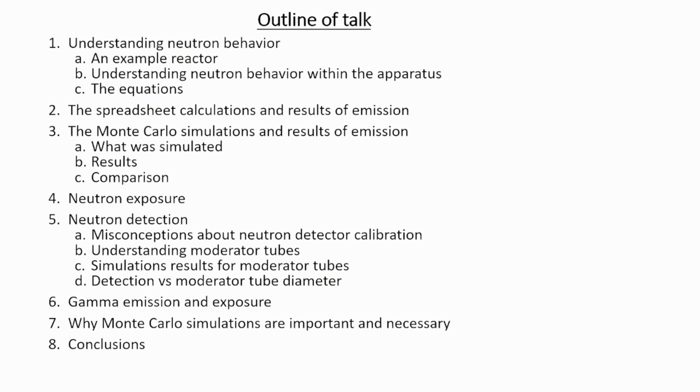Let's see, here's an outline of my talk. I'm going to talk a little bit about neutron behavior, give an example reactor, and understanding the behavior within the apparatus, and I'll show you some equations. I'm also going to show you some spreadsheet calculations. These are the things that I do. And then we're going to talk about Monte-Carlo simulations. And these are the things that Sven and John have done. I'll make a comparison of those two. I'm also going to talk about neutron exposure and neutron detection.